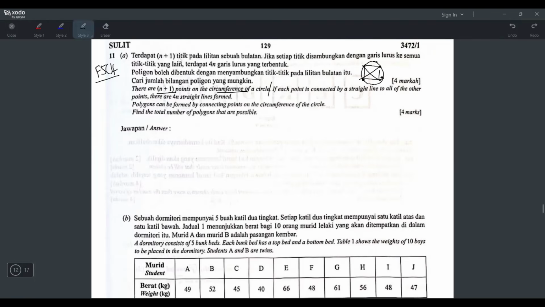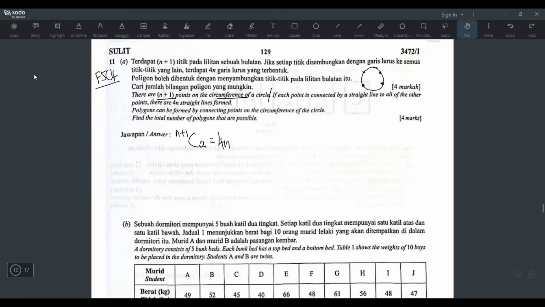Okay, first of all, we know that it's not 4 points, right? This one I just demonstrate only. There are n plus 1 points, right? But they said when you join using a straight line, you will get 4n. That means n plus 1 C 2 is equal to 4n. Yeah, because I don't know how many points, but when you want to connect a straight line, it requires 2 points to join like that. Then only you get a straight line, right? So you have to choose 2 points from the n plus 1 points, but they said the number of straight lines formed is 4n, so that's why it's like that. Okay, and you can use the nCr formula now.